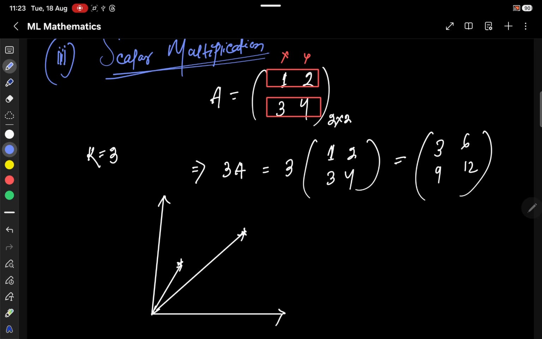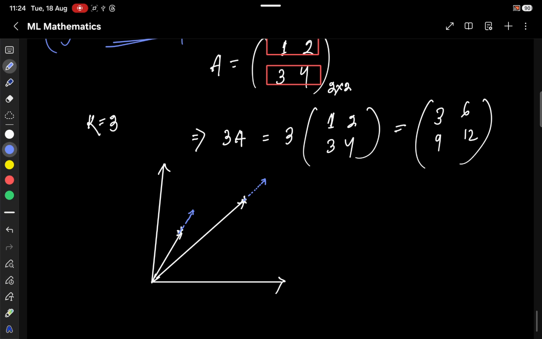You'll try to spread how much 3 is in each line, right? So 3 will be something like this. Now if this is the case, I can say that this particular scalar multiplication is happening to scale the matrix, right?